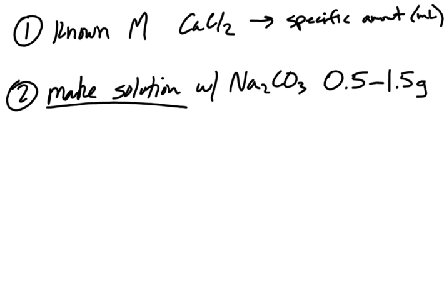You get your mass, whatever you are assigned, and then dissolve it in enough distilled water so it's no longer out of solution. You want to make a complete solution, which means you should see no sodium carbonate powder.